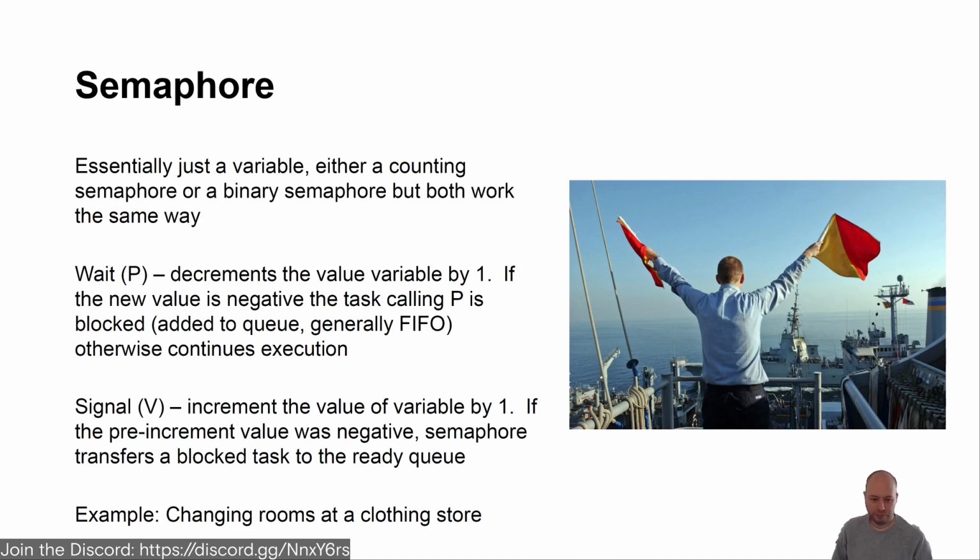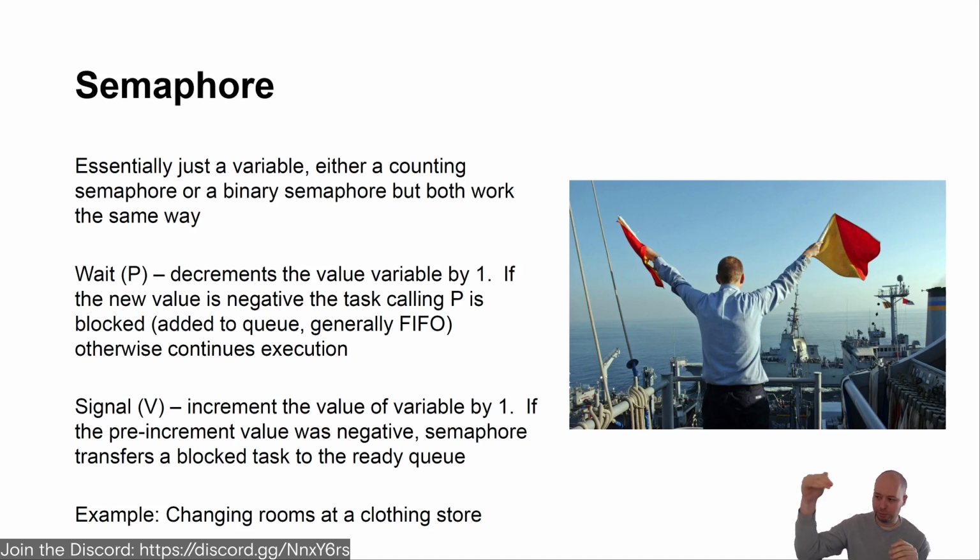And a signal will increment the value of the variable by 1. It's essentially like saying, hey, I'm done using what I'm using, and then the semaphore will take a look at its queue and then run the next task that's available on the queue if the value has gone up above 0.